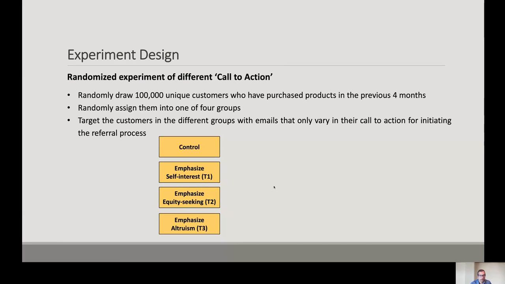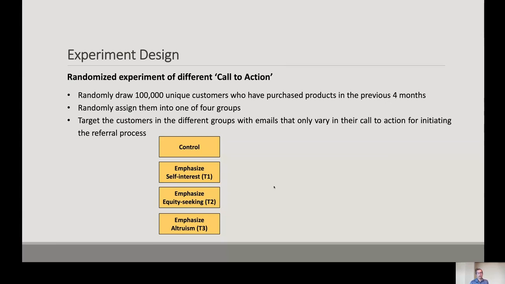Now, 100,000 unique customers of collage.com were selected for this project, right? And these customers were randomly selected. And then they were randomly assigned into one of these 4 groups that I was just talking about, okay? And the emails that are now sent out to these customers vary not in terms of the incentive. Incentive is still the same, the equal split incentive. These emails vary in terms of their messaging, in how the call to action is specified in these emails, right?